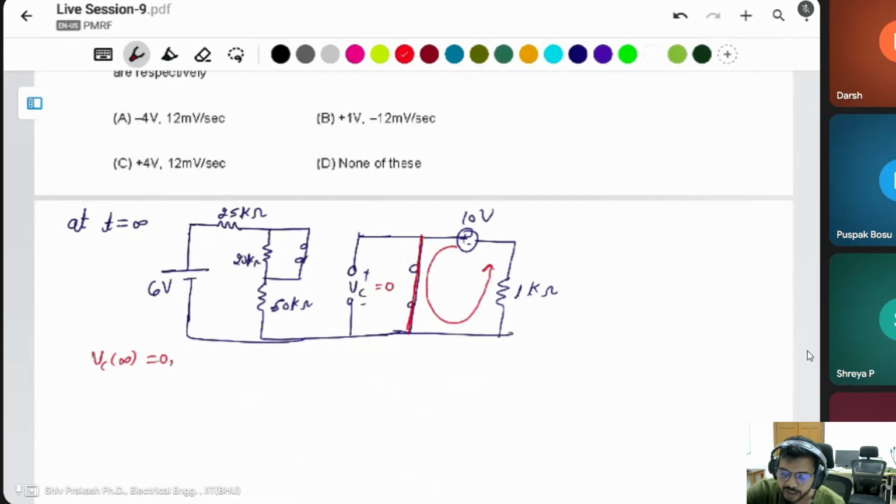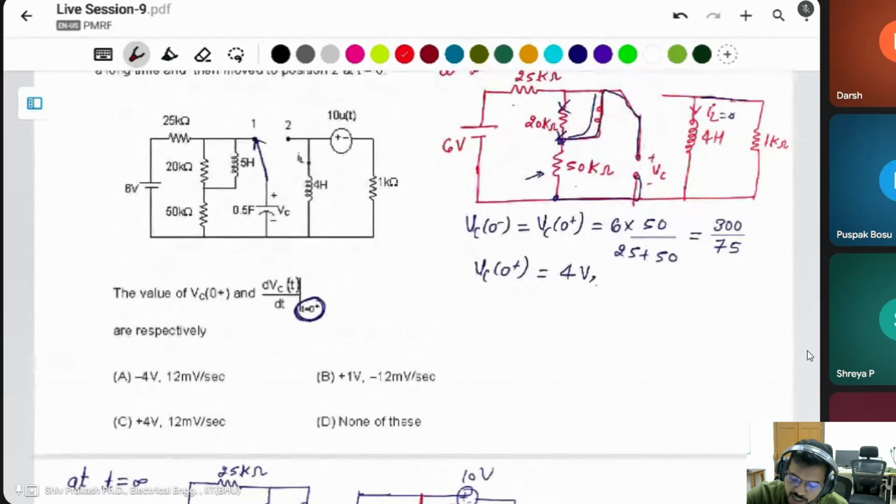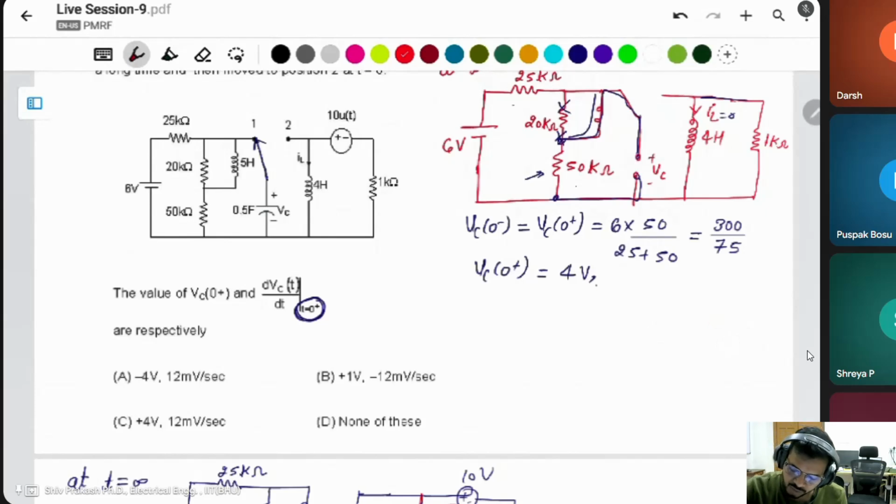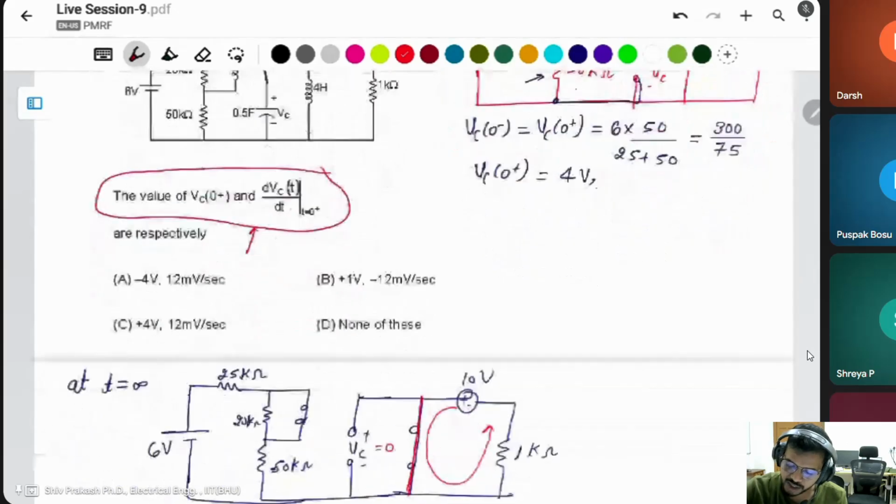But you can't directly apply the voltage equation because the inductor and capacitor both are present in there. If both are present, then you can't apply the simple formula V at t equals V infinity plus V 0 minus V infinity into e power minus t by tau. This formula is only for when a single energy storing element is there. But here, capacitor and inductor both are there. If both are present, then go through the question. The question is asking the value at t is equal to 0 plus, then draw the circuit at t is equal to 0 plus.